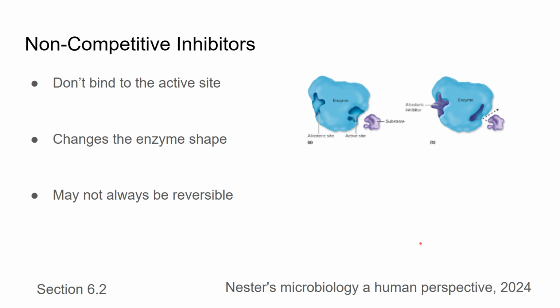So non-competitive inhibitors, they do not bind to the active site. That's why they are not competitive, because they're not fighting with the substrate. They can change the shape of the enzyme. So in this example, the active site gets deformed once the non-competitive inhibitor binds. Again, non-competitive inhibitors can be a form of allosteric inhibition. However, sometimes they can be due to a toxin or poison.